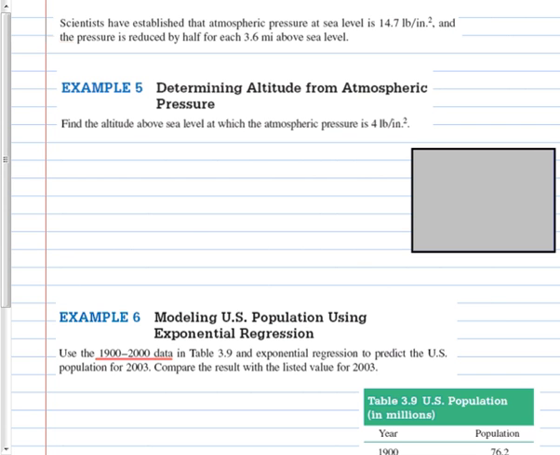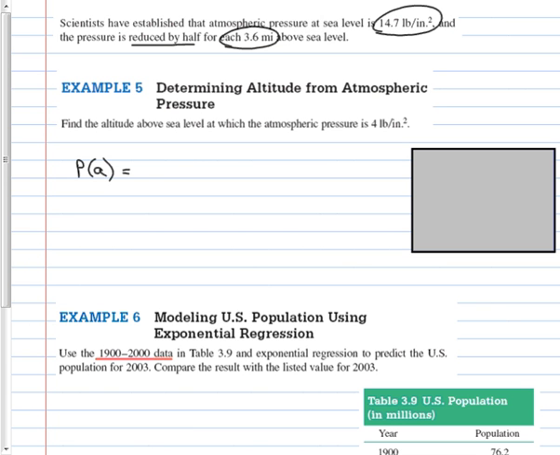Scientists have established that atmospheric pressure at sea level is 14.7 pounds per square inch, and the pressure is reduced by half for each 3.6 miles we go above sea level. Find the altitude above sea level at which the pressure happens to be 4 pounds per square inch. We're going to go to our calculators on this one. But first I need to write an equation. Pressure at some altitude, so I'm going to call it P of A, equals, can you help me out?